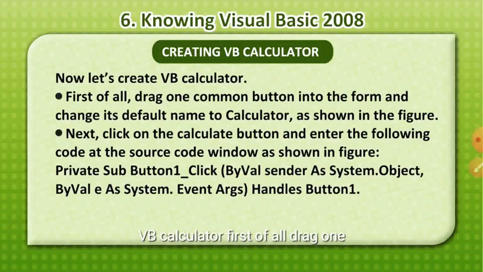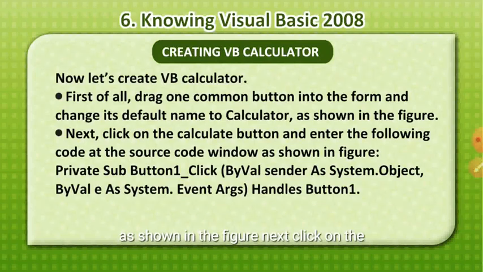So now let's create the VB calculator, to understand these things very clearly. First of all, I'll drag one common button into the form and change its default name to Calculator as shown in the figure. Next, click on the Calculator button and enter the following code in the source code window as shown in the figure.